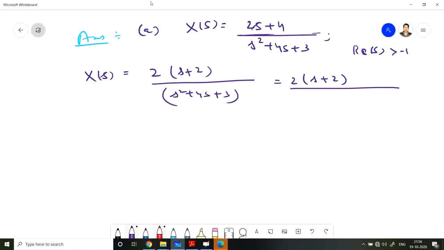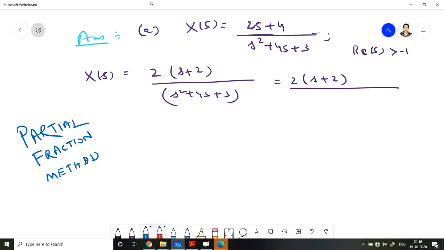We can find out the inverse Laplace transform by using the partial fraction procedure, by using the partial fraction method. So I am going to tell you the partial fraction method, and by using this method we are able to find out the inverse Laplace transform.